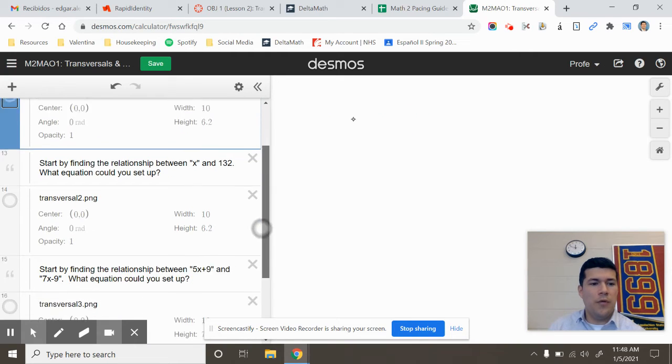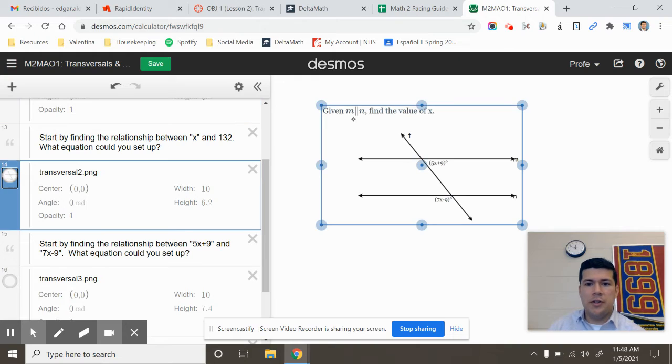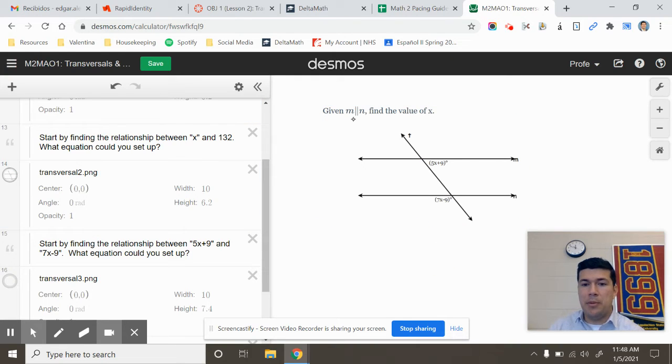All right. So if we kick it up a notch, here's basically the same type of problem. However, now we have expressions. Remember, the important thing is to establish the relationship. So we have 7x minus 9 and 5x plus 9. Now, once again, I like to make this relationship: 7x minus 9 should also be the same as this one, 7x minus 9. It is equal to that corresponding angle.